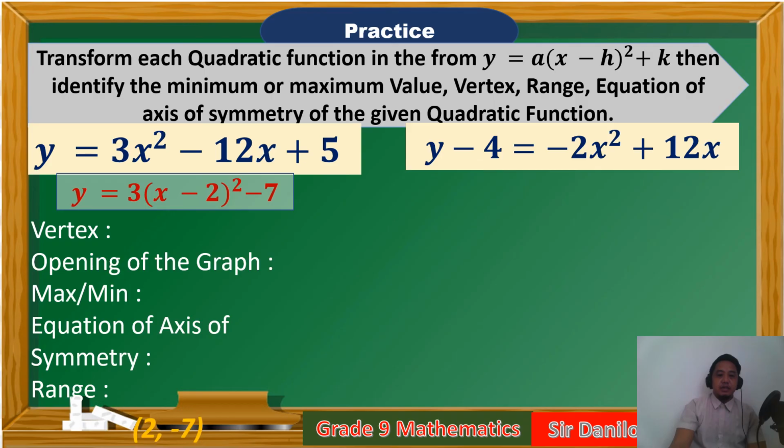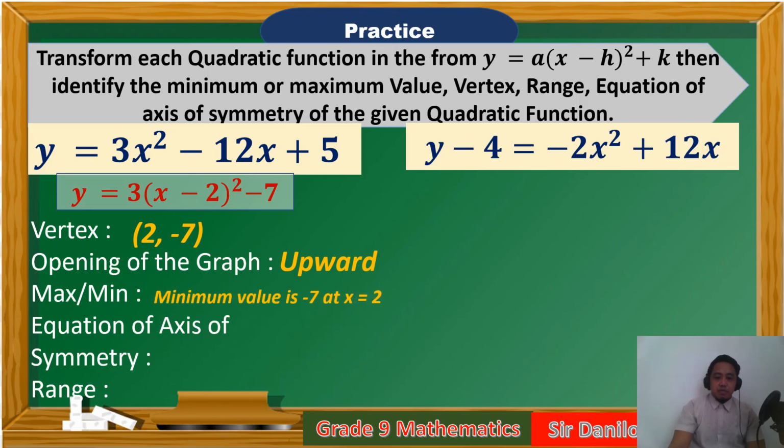Ang vertex natin is negative 2 and negative 7. Sorry. Positive to kasi minus yung sign. Opening of the graph is upward. Maximum o minimum. Pag upward tayo, that is minimum value. Minimum value is k at x equals h. K. Equation of axis of symmetry. Yan. X equals positive 2. Anong range natin? Y such that y is greater than or equal to negative 7. Upward siya, kaya gagamitin natin greater than or equal k. Next.